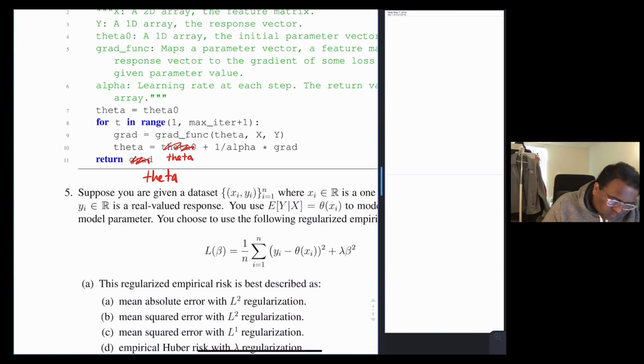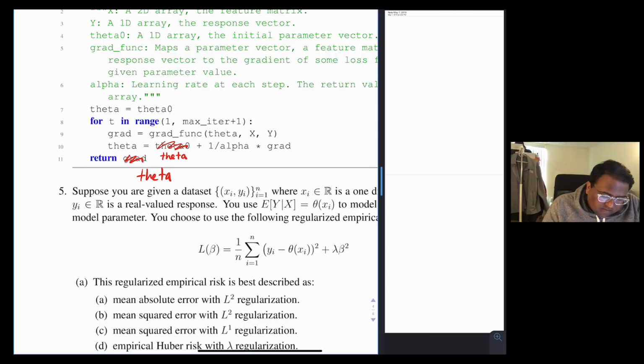Okay, there we go. So that's part of it. So theta is equal to theta plus 1 over alpha times the gradient. Not quite. So it shouldn't be a plus, right? We want to move opposite the direction of the gradient, right? So that we arrive at a global minimum. So this should be minus.